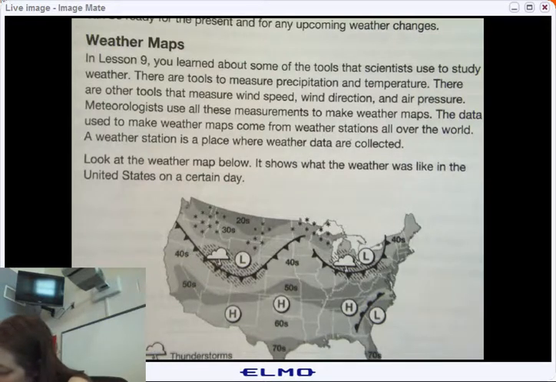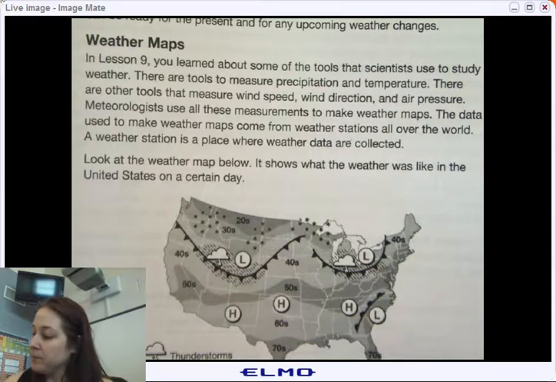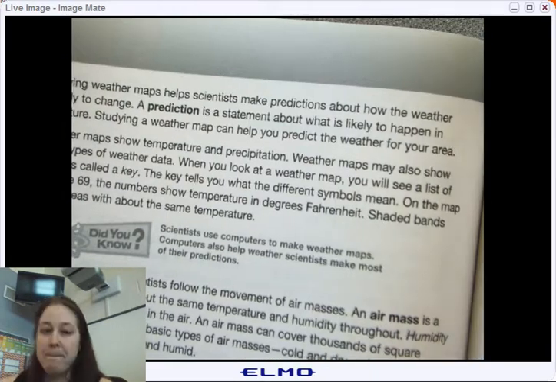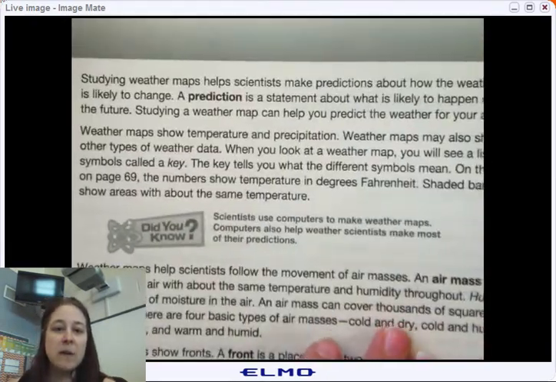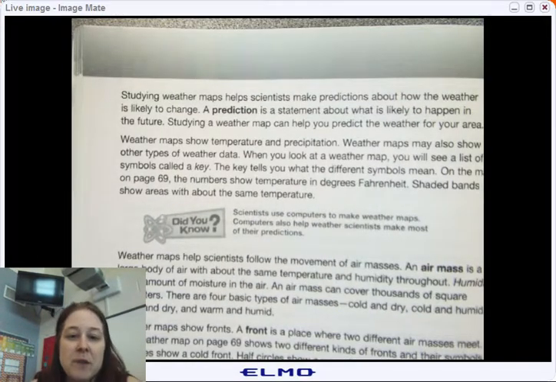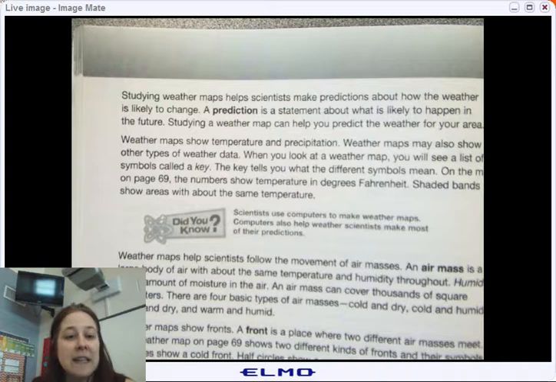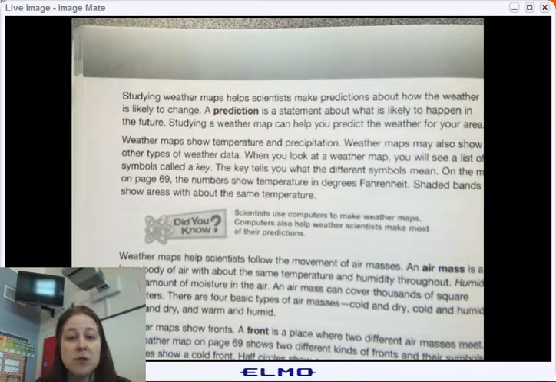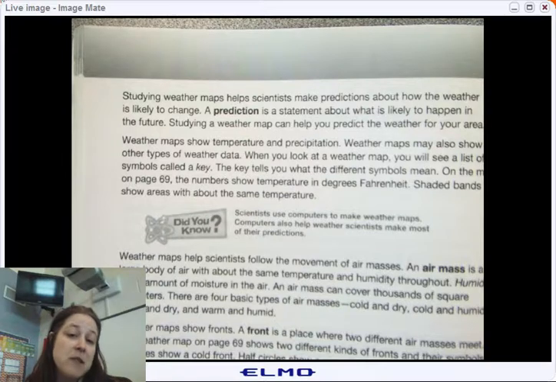The key on the weather map tells you what the different blank means. Studying weather maps helps scientists make predictions. See, I was right. About how the weather is likely to change. A prediction is a statement about what is likely to happen in the future. Studying a weather map can help you predict the weather for your area. Weather maps show temperature and precipitation. Weather maps may also show other types of weather data.